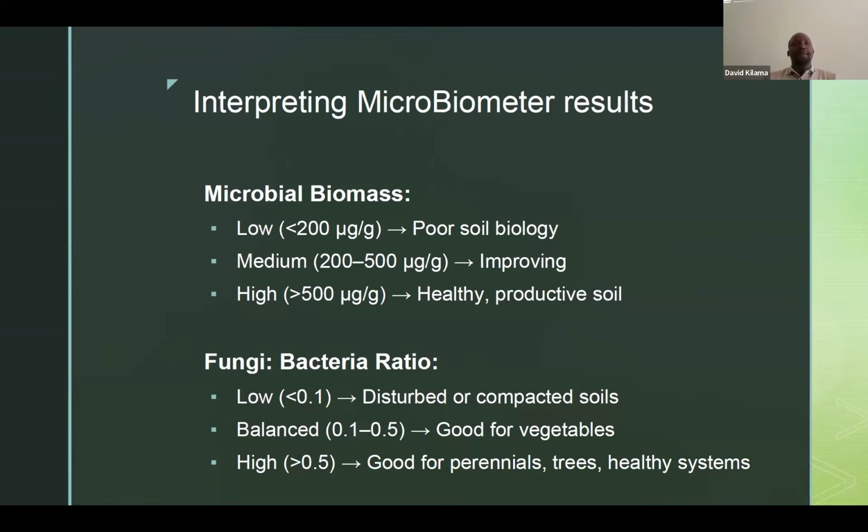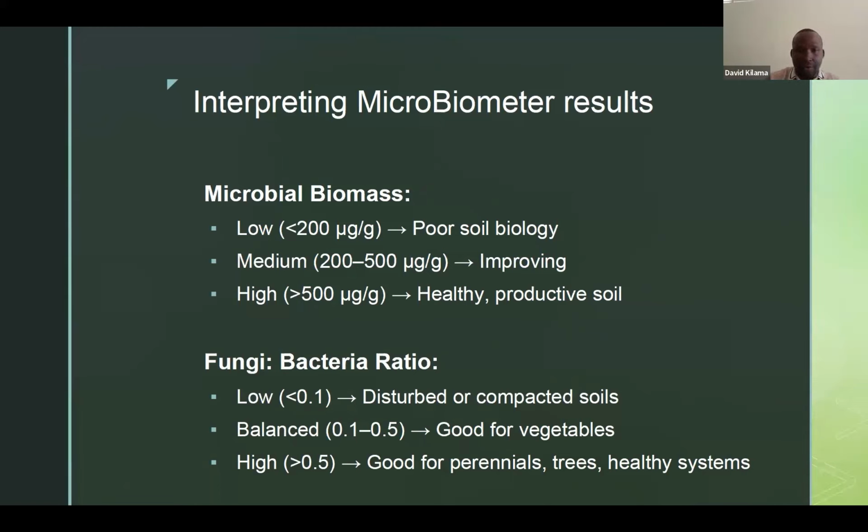Yes, next slide. So if you take your reading from the app, this is what you're going to get. Any reading that you get, you can refer to this summary. If you have microbial biomass less than 200 micrograms per gram, it means that you have poor soil biology. From 200 to 500 means that it's an improving soil. The health is not bad, it is in the medium status. Greater than 500 means that your soil is healthy and very productive. This is how we use microbiometer results to interpret how our soil is.